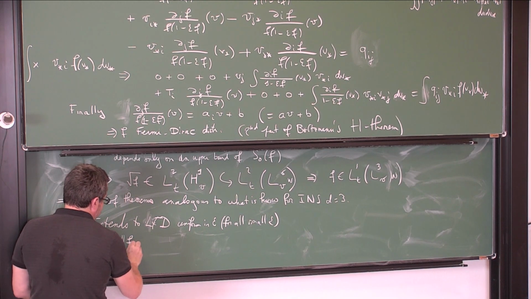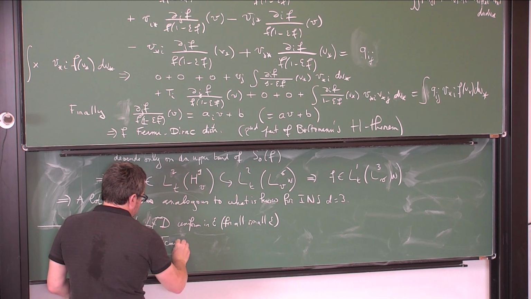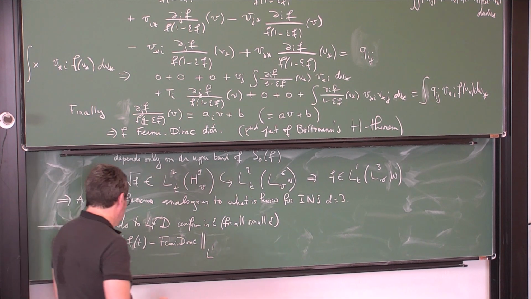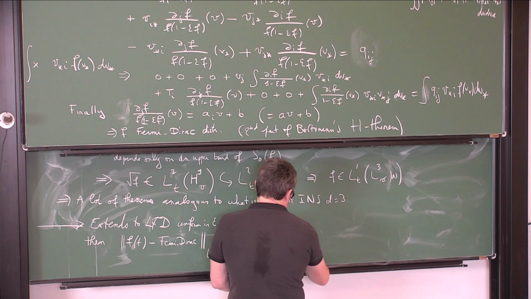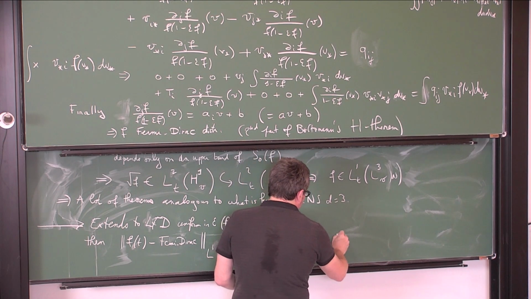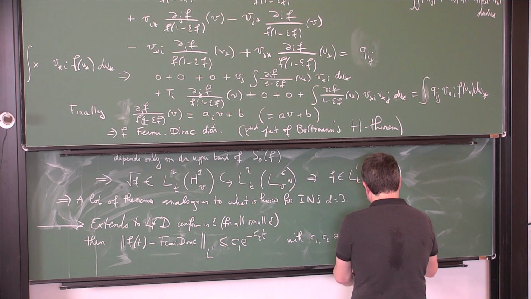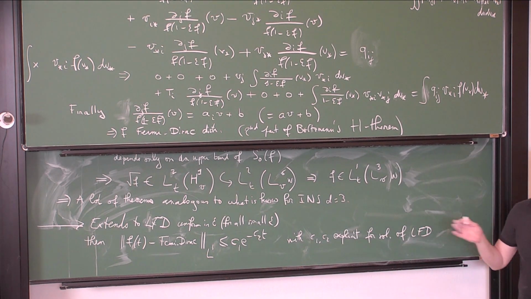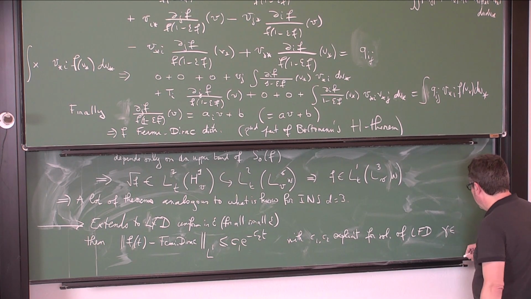If you take now f at time t minus the Fermi-Dirac equilibrium, and you do that in L1 norm, this is less than C1 exponential minus C2 t, with C1 and C2 explicit, for solutions of the Landau Fermi-Dirac. Unfortunately, this is not true for the physical case, which would be gamma equal to -3, but we know how to do it at least in the case when gamma is between 0 and 1.